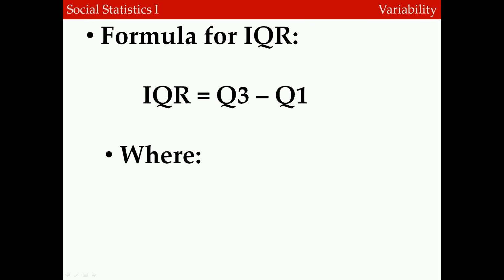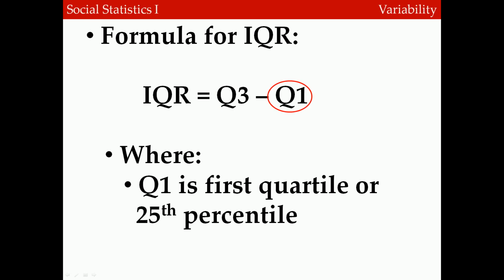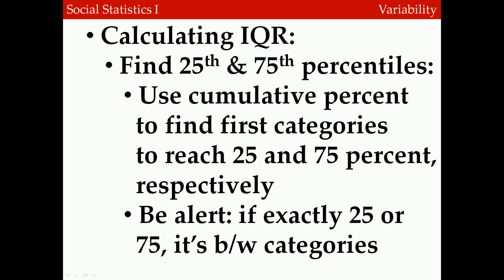So here's the formula for the IQR. The IQR is basically the difference between the third quartile, Q3, or the 75th percentile, and the first quartile, Q1, or the 25th percentile. So, in order to calculate the interquartile range, we have to find the 25th and 75th percentiles. And we can do that using the cumulative percent columns.